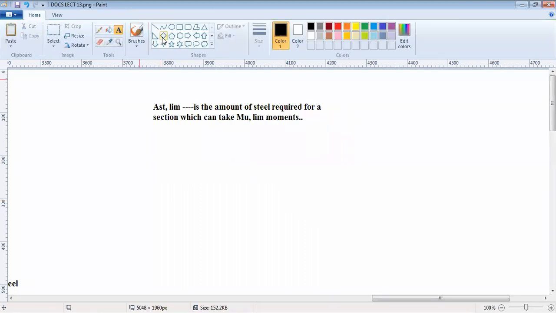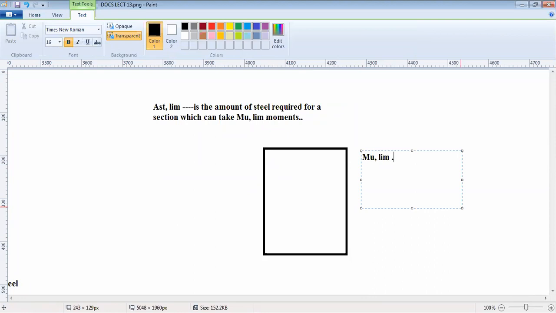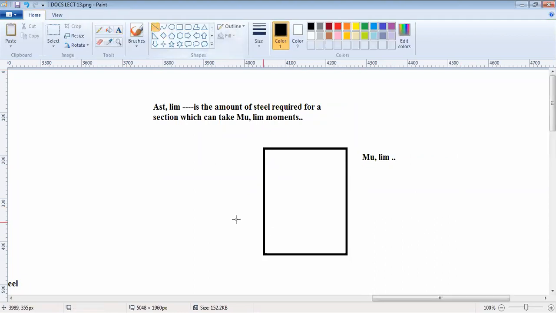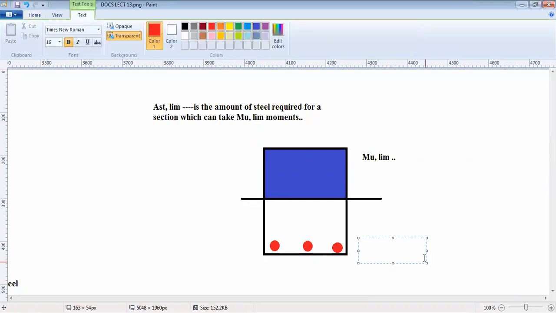इसका क्या मतलब है? When you have now a section, what does MU limiting tell you? It's telling you the moments that are taken in compression by concrete. It will tell you the amount of compressive loads taken here by concrete, and thereby it's telling you the amount of compressive moments taken by concrete. Corresponding to that, you have steel here. Now, this steel will also take certain moments. How much will that be? It will not be greater than AST limiting for a balanced section, if the section was balanced.